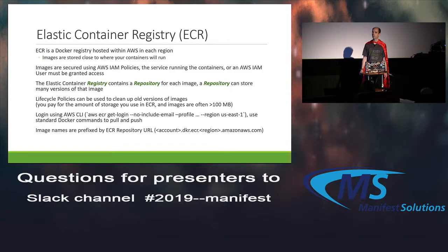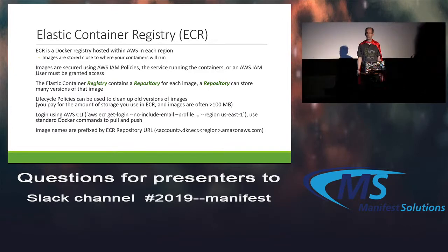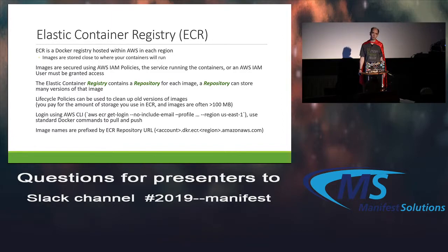Now, if you're storing many versions, you're going to accumulate those images over time, and they take up space, and that's one of the main things you actually pay for here: the space consumed by your Docker images. So you want to use lifecycle policies to clean those up. And so you can use lifecycle policies to clean up untagged images or based upon the length of time they've been in the repository.